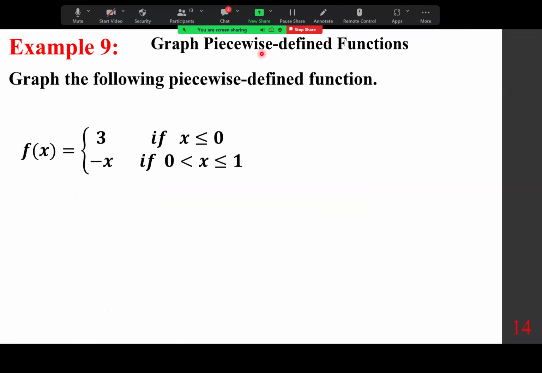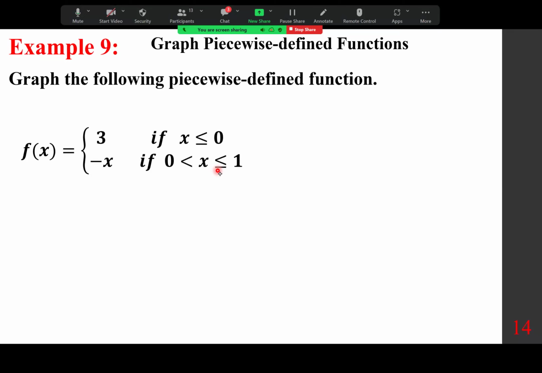We're going to continue with the piecewise defined function. Graph the following piecewise defined function. F of x is 3 if x is less than or equal to 0, and it's minus x if x is between 0 and 1. 0 is not included, 1 is included.